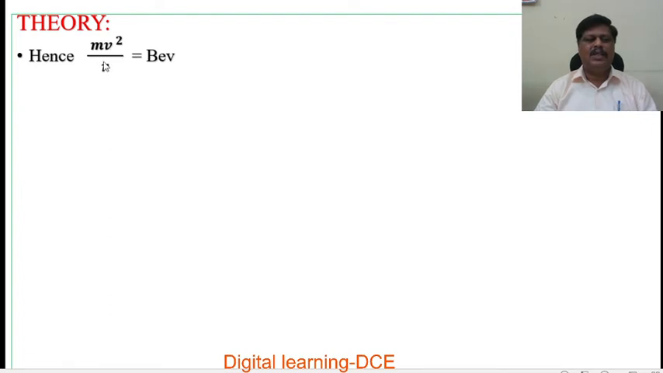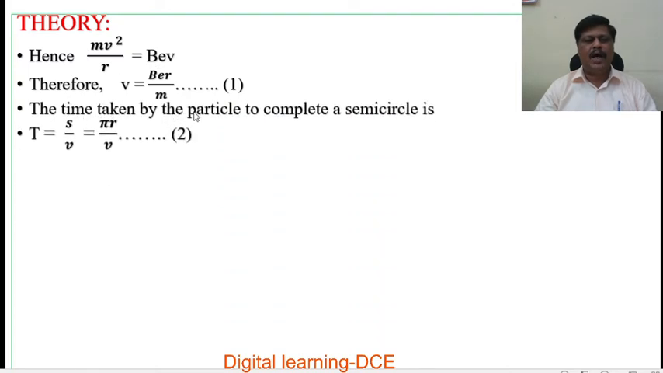Therefore we can equate the centripetal force to the magnetic force and solve for velocity. So one v from v square and the v on the other side get cancelled. So v is equal to BeR by m. Call this equation 1.